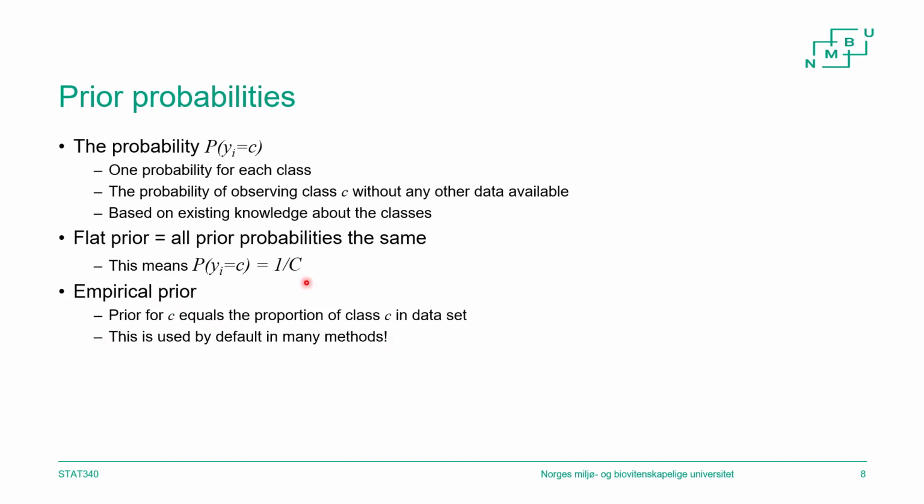We will see how to do that. But I mention it because this is default behavior in the methods we will look at now. And unless you are aware of it, you will always use the empirical prior, which in most cases is okay, right? Because if you have a fairly big data set, the classes should be represented more or less with the proportions that they have in real life.